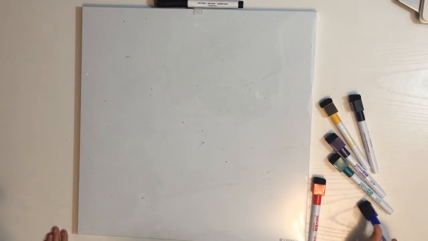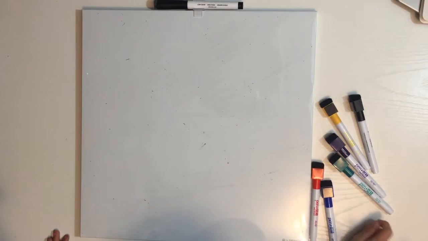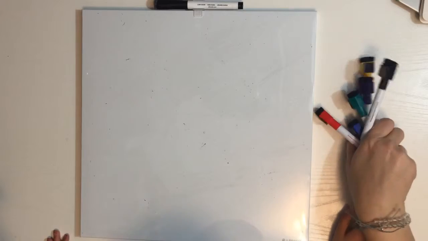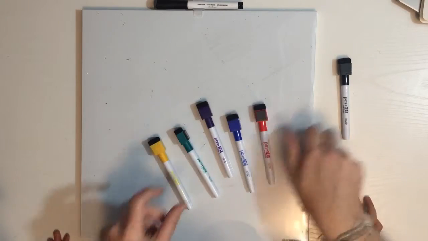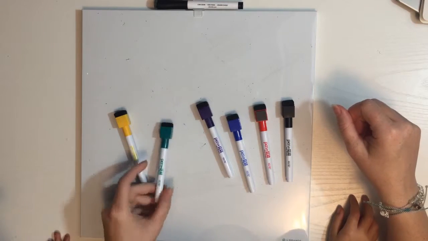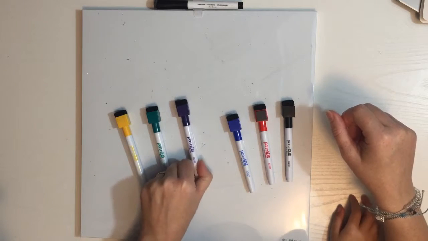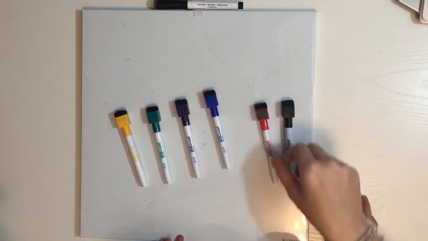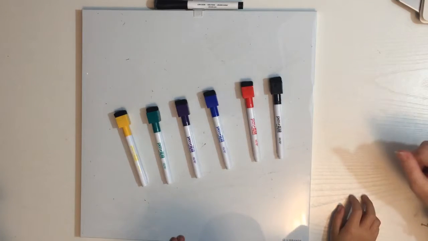Okay. So now we're going to do adding. Okay? What color are we going to use? Let's figure out what colors we have for options first. All right, so we have yellow. We have a pretty teal green color, a purple, a blue, red, and black. Which one are we going to use?